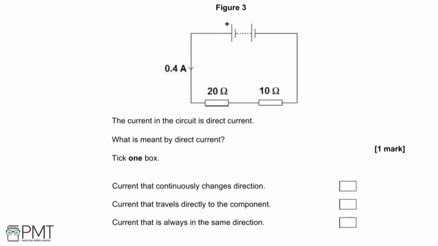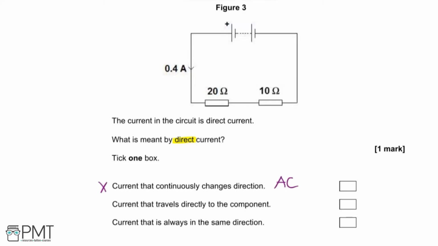So you might already know the definition of direct current, but if you don't, you can work out the correct answer through the meaning of the word direct and the circuit given. So is it current that continuously changes direction? This doesn't really sound direct, and it also doesn't really sound like what's shown in the diagram. So I wouldn't think that would be the answer, and you'd be correct to think that, because that's the definition of alternating current.